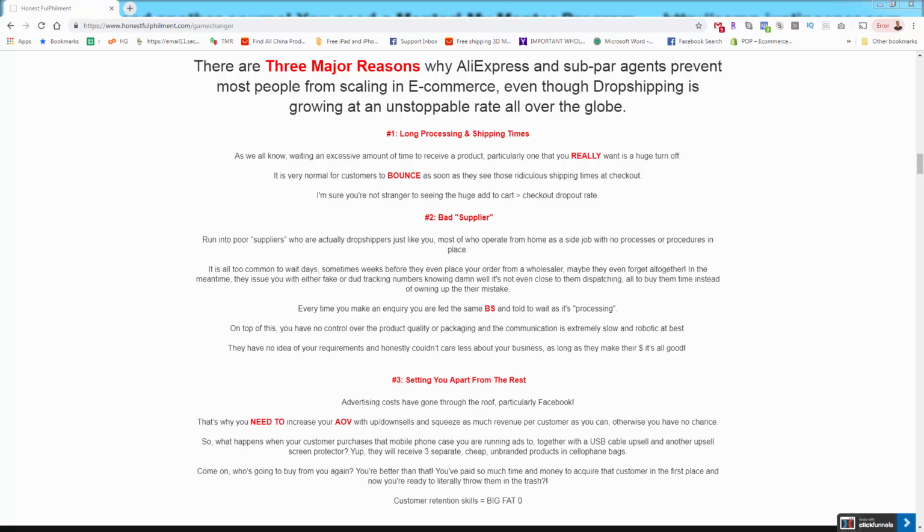Number 2, bad supplier. Everyone has run into this, right? And I'll tell you the worst thing possible is when you run into a supplier while you're scaling and the product's out of stock, or the product all of a sudden is $4 more expensive, or all the shipping was supposed to be e-packet, but it was actually just untracked China Post, and all these huge issues that can happen.